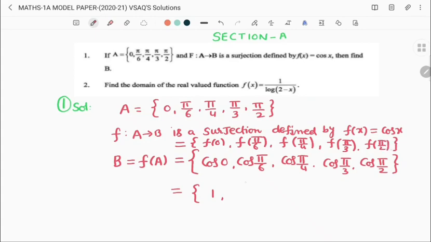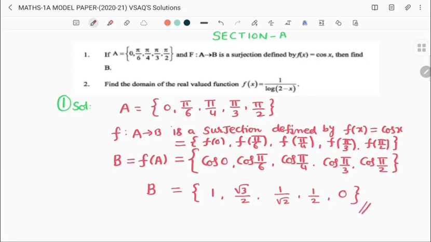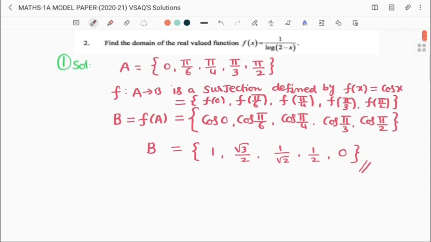Cos 0 is 1, cos pi by 6, that means cos 30, is root 3 by 2. Cos pi by 4 is 1 by root 2. Cos pi by 3, cos 60, is 1 by 2. And cos pi by 2 is 0. So therefore, the value of B, this is the required set. We'll move to the second question.